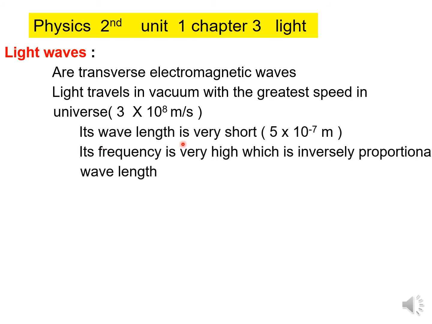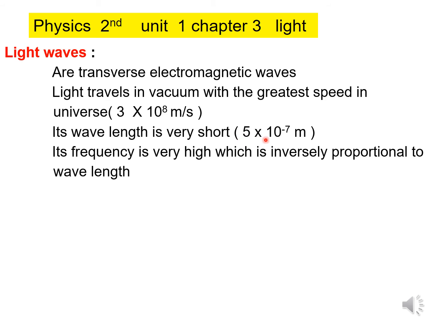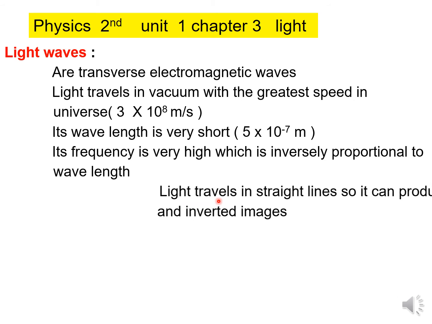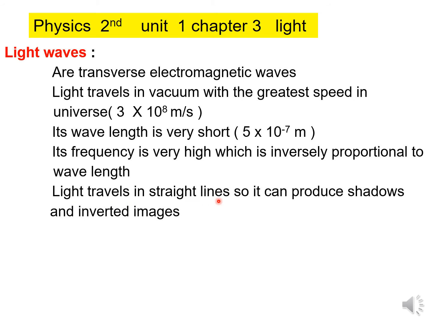Its wavelength is very short, 5 times 10 to the power negative 7 meter. Its frequency is very high, which is inversely proportional to wave length. Light travels in straight lines, so it can produce shadows and inverted image.